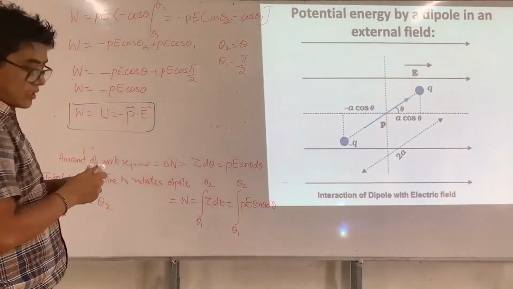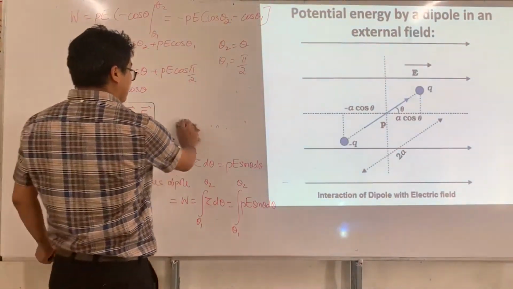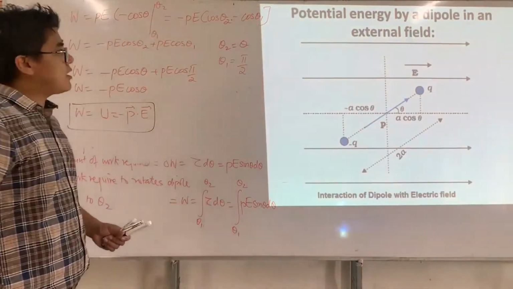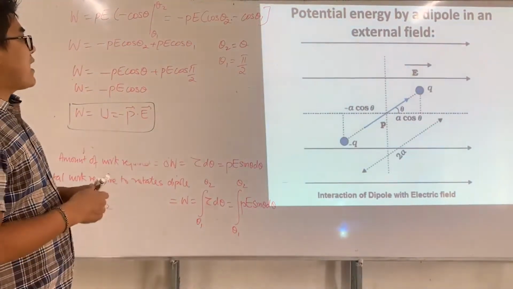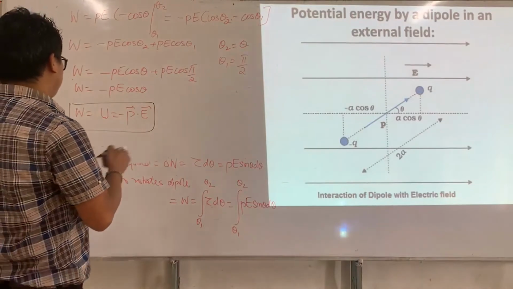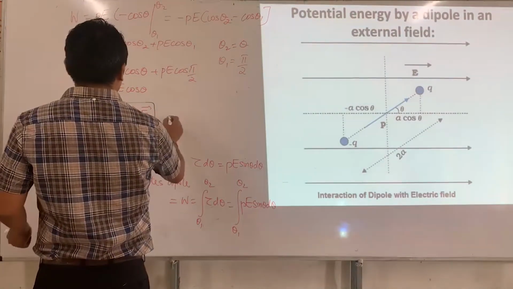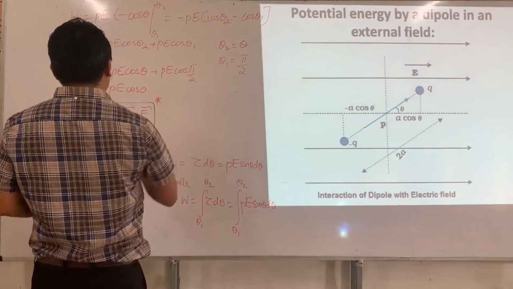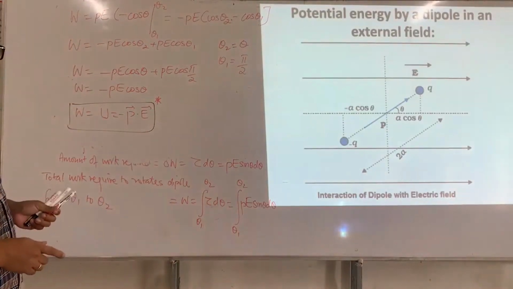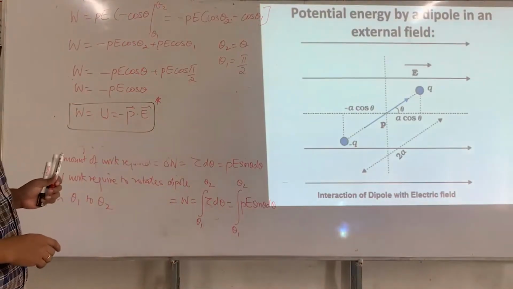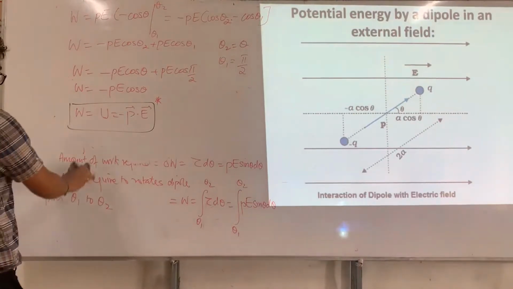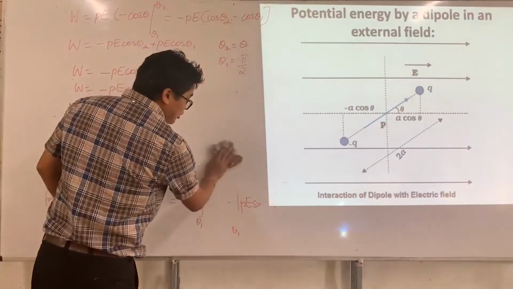Alright, this is what I have. This is the final expression. So the potential energy stored by a dipole in an external field is this: minus P dot E. This is one way of finding it, that is by rotation.